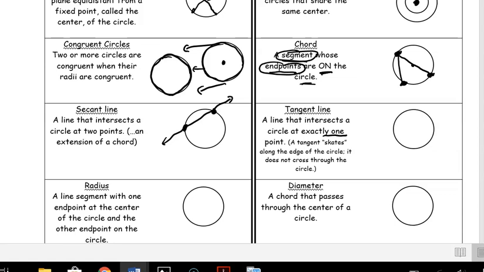And then this is a nice little word here to think about how that would get drawn. A tangent line skates along the edge of the circle. It does not cross through the circle. So if I put a dot right here as best I can with this pen, a tangent line would only touch that one spot. It skates along the circle. So if I did one over here, it's going to intersect that one and only one point, and then it continues on its way. So it doesn't hit the circle more than once. That's a tangent line.